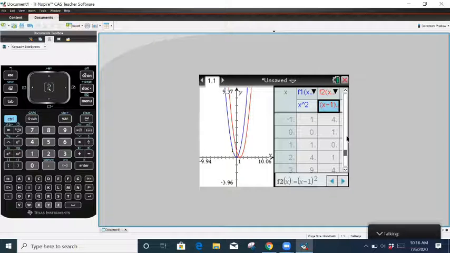And here's why. If we look at when we plug in 0 for x into f of x equals x squared, the blue graph, we get 0. We plug in 1, we get 1. We plug in 2, we get 4, and we plug in 3, we get 9. That's because when you square those numbers, those are the y coordinates.